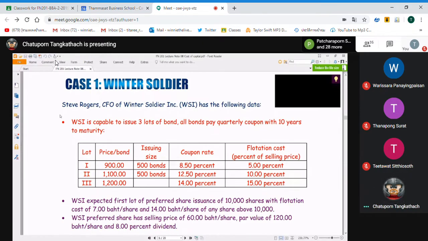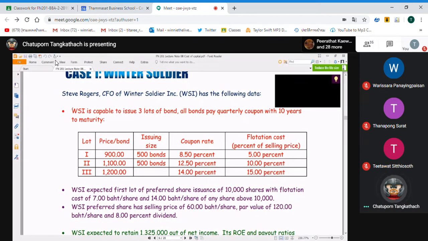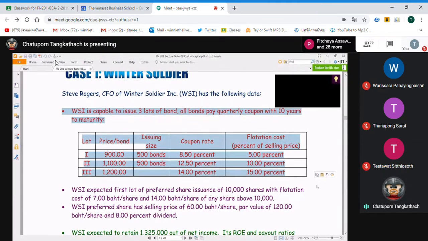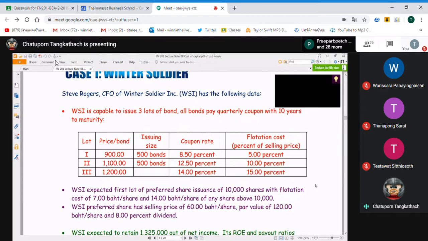Okay. Now, let me briefly talk about the data that you are given here in this case. So in this case, you can see that this company, Winter Soldier, has the following data. The first part that you can see here, the first bullet point or the red letters data here, are the data regarding bonds. So this is the data that after this, you are going to compute cost of debt.